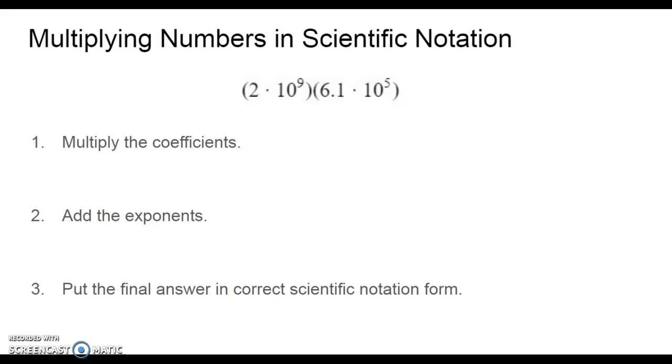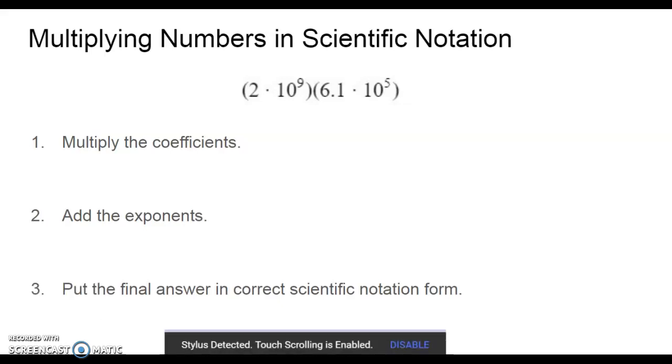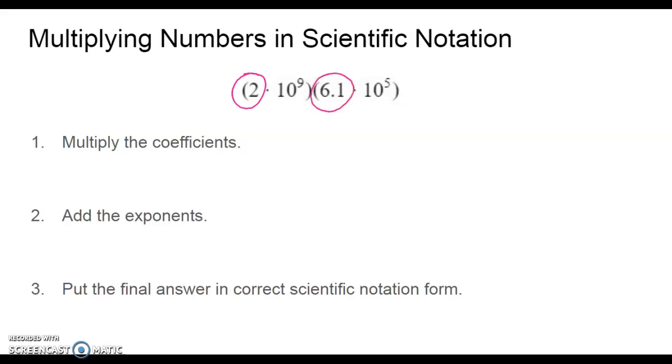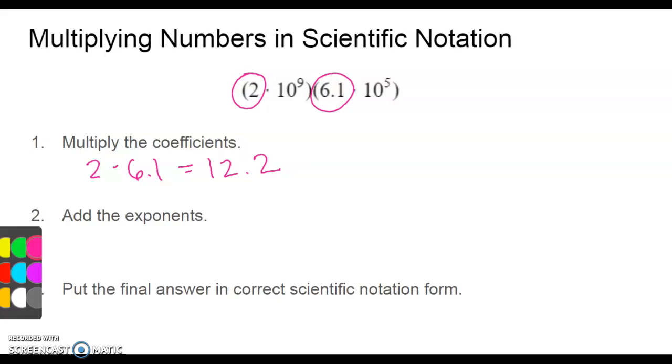So our first step when we're multiplying numbers in scientific notation is to multiply our coefficients. So in this case, we would be multiplying 6.1 times 2. So 2 times 6.1, we know that equals 12.2. Our second step is to multiply our exponents, so 10 to the 9th times 10 to the 5th.